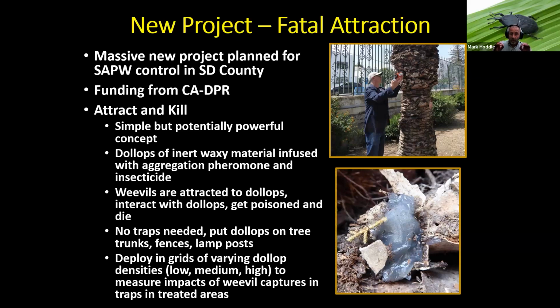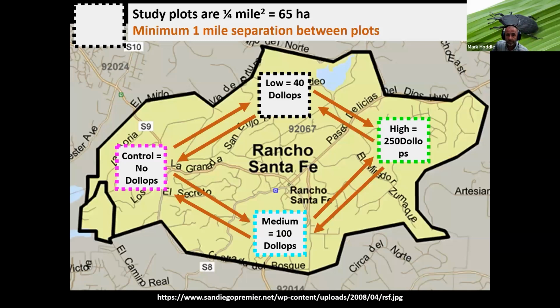Also, if the weevil touches it, gets some of that insecticide on its body, and then it touches another weevil because they're walking around together, or they try mating with each other, you can get what we call horizontal transfer, where that weevil that touched the dollop then spreads the insecticide to a weevil that it touches, and you end up killing that weevil too. So you get 2 dead weevils for the price of 1.